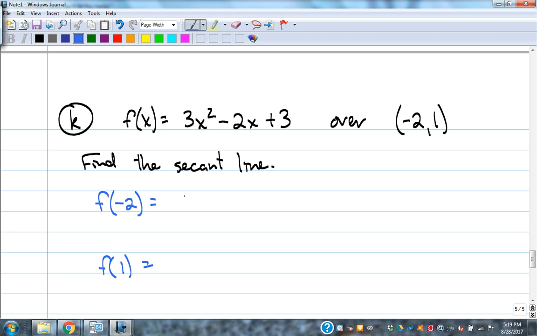So if I plug in -2, that'd be 4 times 3 is 12 minus -4. So it'll be 16 plus 3 is 19. Is that right? Plug in 1. 3 minus 2 is 1 plus 3 is 4. So I get ordered pairs, -2, 19, and 1, 4. Let's find the slope. 19 minus 4 over -2 minus 1. Be 15 over -3. Ooh, that works out great. It's like he planned it that way. It's -5. Slope. And then, what do we do from there?